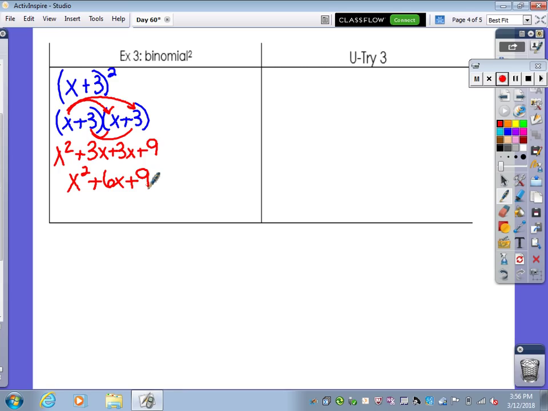Now, if you're up for a challenge or you like puzzles, go ahead and see if you can figure out a rule or a special way to get from the given binomial squared to the final answer in one step. If you can find that, your teacher will give you a piece of candy. All right, last binomial you try is x minus 6 squared. Have those done and any questions you have written down.